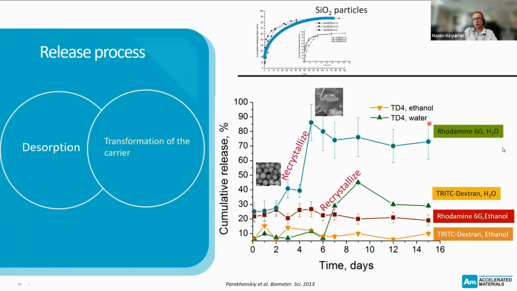For example, for low molecular weight dyes like rhodamine, this happens after about 4 days of mixing. You can have this very burst release. In the case of larger molecules like dextran, this happens even after a longer time of 6 days. And again, you can have this kind of burst release, in contrast to, for example, ethanol solutions where no recrystallization can happen, right? And you don't have any kind of this release.